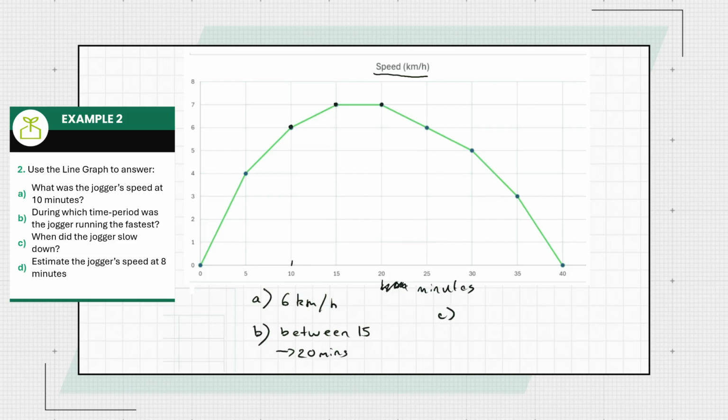Alright, for C, when did the jogger slow down? So all through this period here he's speeding up, but he starts to decline immediately following this point here at 20 minutes until eventually he gets down to 40 minutes and it's at 0 kilometers an hour and he's come to rest, he's stopped, or he's decided not to do any more running. So it starts to decline after 20 minutes.